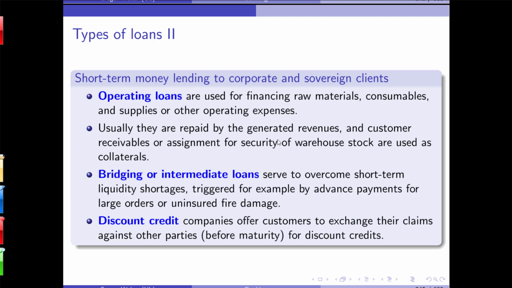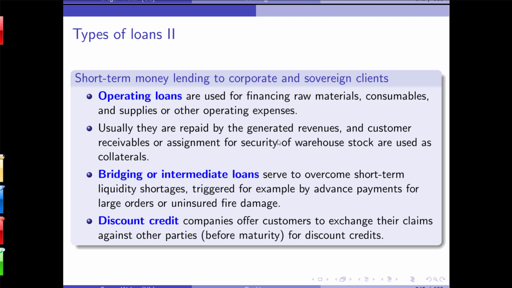And you start out with operating loans. Those are used for financing operations. For example, raw materials, consumables, supplies, and other operating expenses. In other words, those are the loans that are needed to keep operations running. Might be a good reason, might be a bad reason. For example, if you have additional revenues coming in, if you have new contracts, you might need more raw materials, or if your business is doing badly, you might also need an operating loan. So they're usually repaid by the generated revenues.